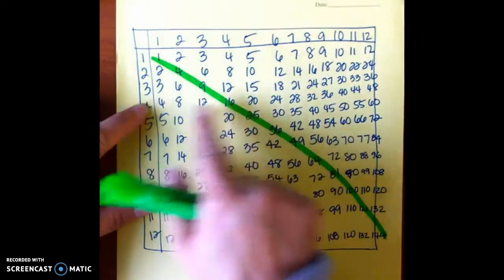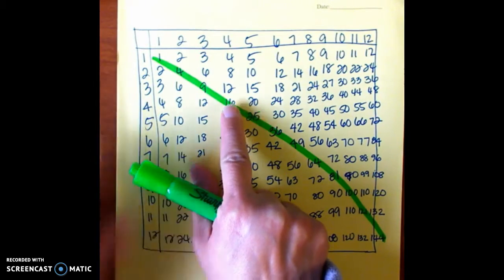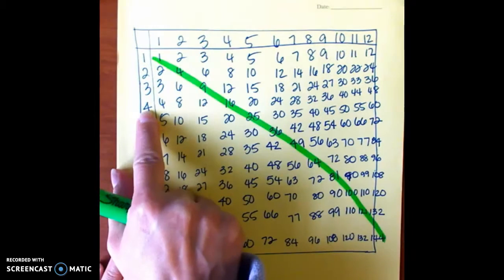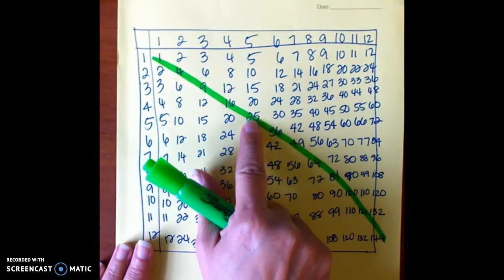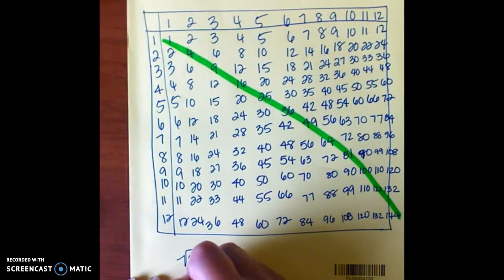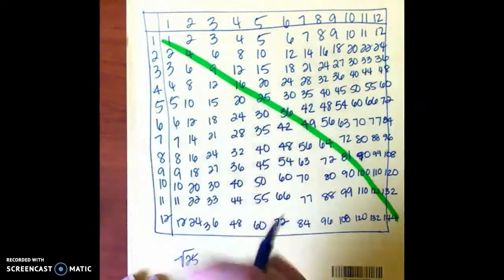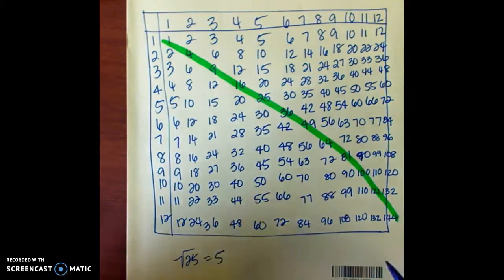4 squared, 4 times 4 is going to give me 16. The square root of 16 gives me 4. 5 squared is 25. The square root of 25 would give me 5. Okay, so that will help you when dealing with squares and square roots.